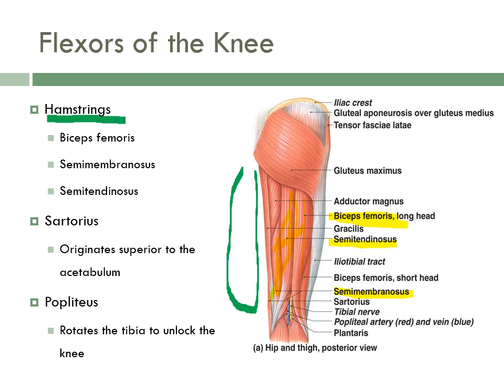And then we have the sartorius, which originates superior to the acetabulum. That one, we can see just a tiny bit of it down here. And then the popliteus, which is in the posterior knee, rotates the tibia to unlock the knee and allow for flexion. So we should hopefully see that in another slide.